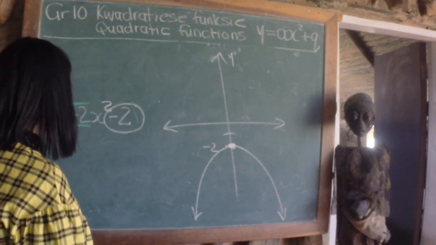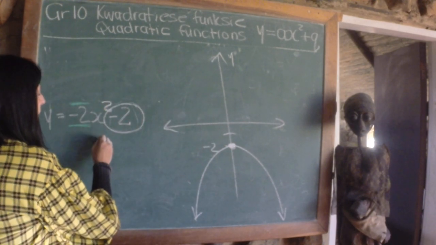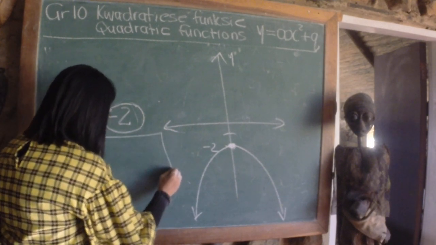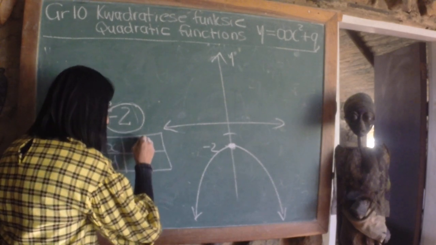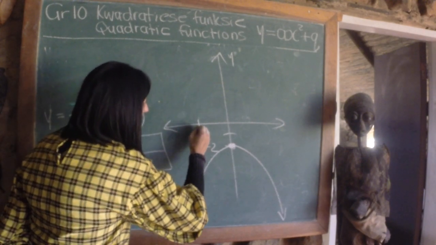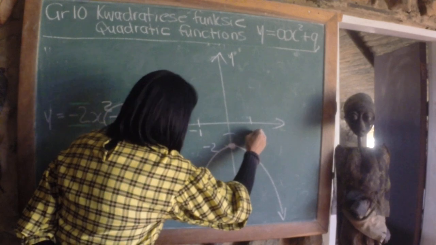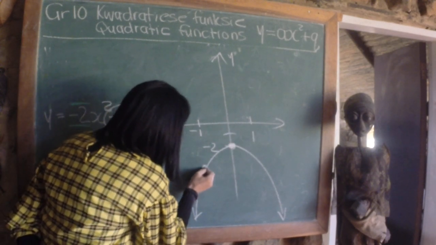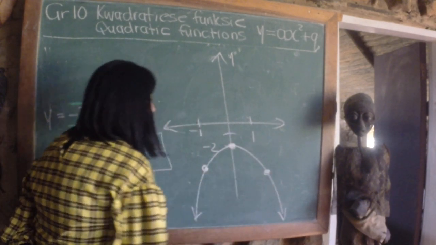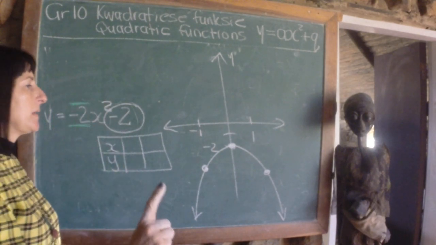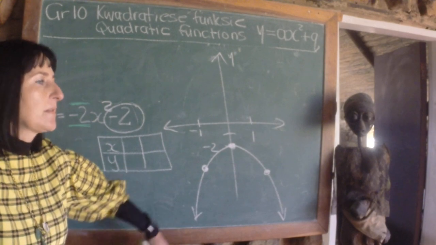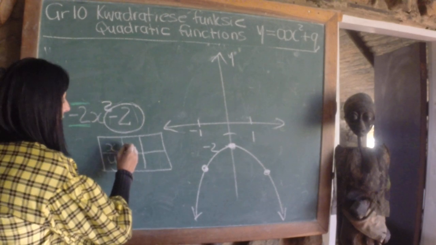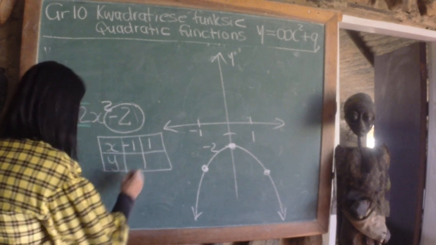Okay, goed. So kom ons gaan en ons gaan nou weer 'n tabelletjie gebruik. We're going to use a little table because there's no x-intercepts. En ons gaan weer hierso -1 en +1 gebruik. So ons soek hier 'n punt en daar 'n punt. Jy kan nie 'n prentjie teken met 1 punt nie. You need at least 3 points, want jy moet weet hoe wyd is jou funksie. Goed. So let's start with -1 and 1.